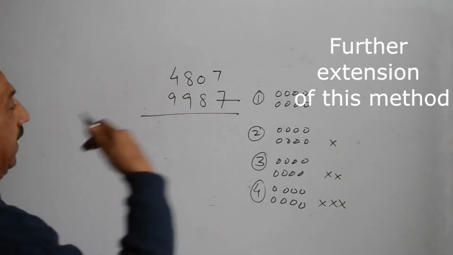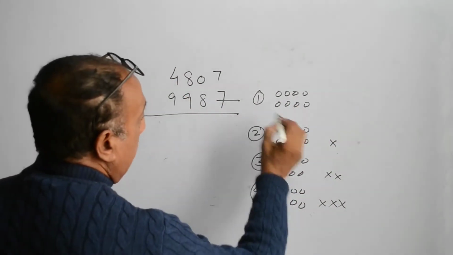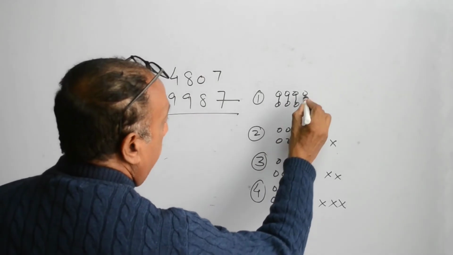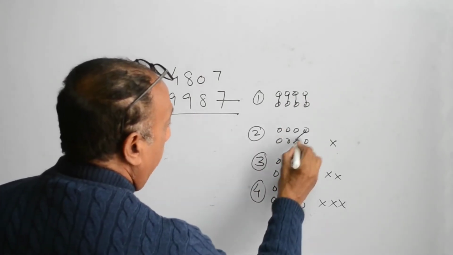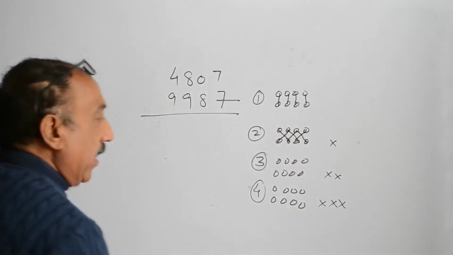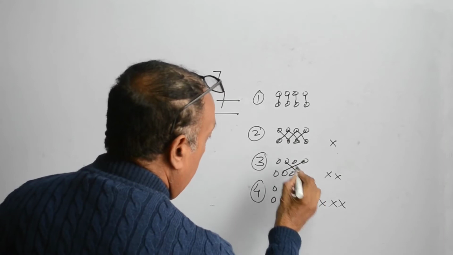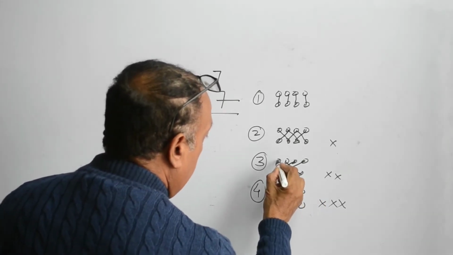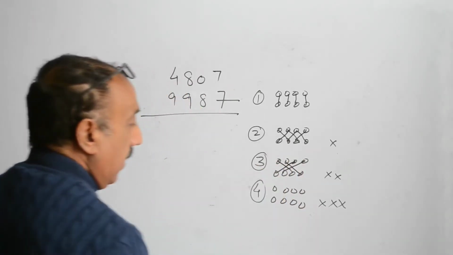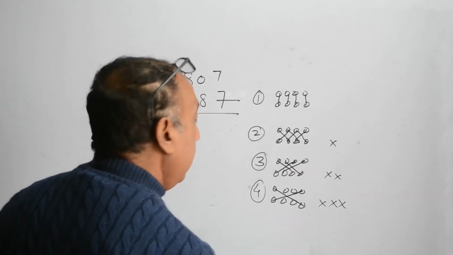This method can be extended beyond 3 digits. So in the first step it is first. In the second step first, second with one cross. In the third step first, third, next first, third with 2 crosses, and in the fourth step first, fourth with 3 crosses.